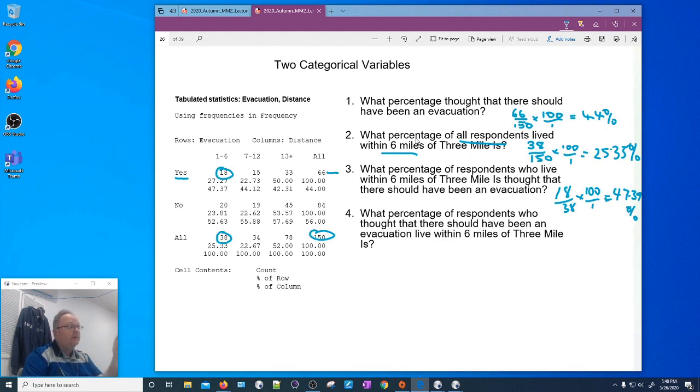So the language component becomes very real here. What percentage of respondents who thought there should have been an evacuation live within 6 miles? So who said yes to an evacuation?